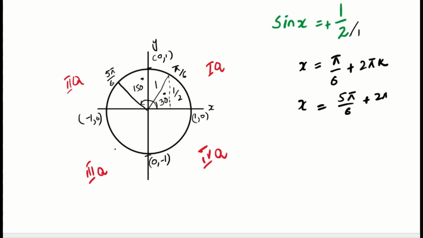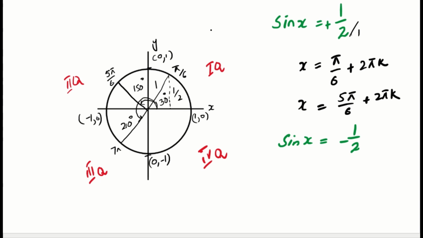So for the second value, sine x is equal to minus 1 over 2. It is the minus value. So for finding the value of x, we will draw an angle in the third quadrant. Yes, this angle. So this angle is 180 plus 30, equal to 210 degrees. So in radian, we can write it as 7 pi over 6.